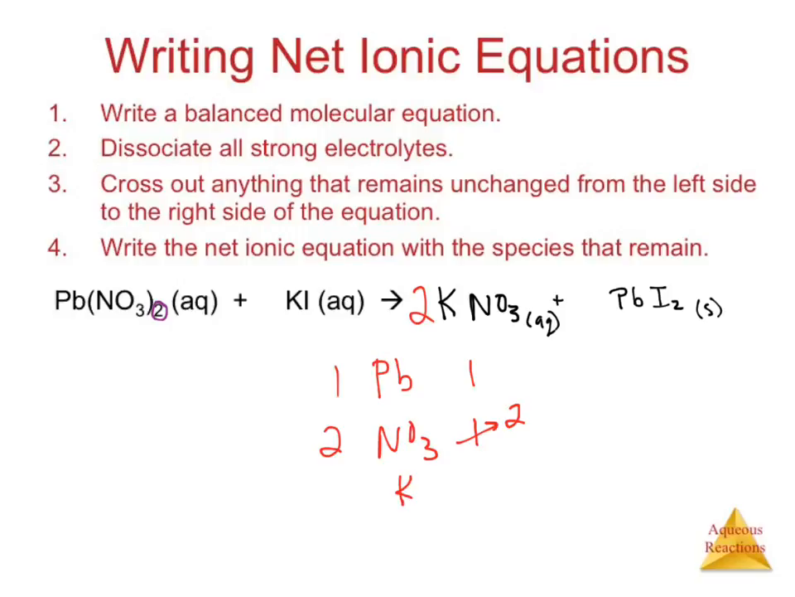Potassium. Reactant side, how much do we have? Product side, 2. That 2 applies forward to everything after it up to the plus sign, which means we need a 2 in front of the potassium on the right side. Last one, iodide, 2 and 2.